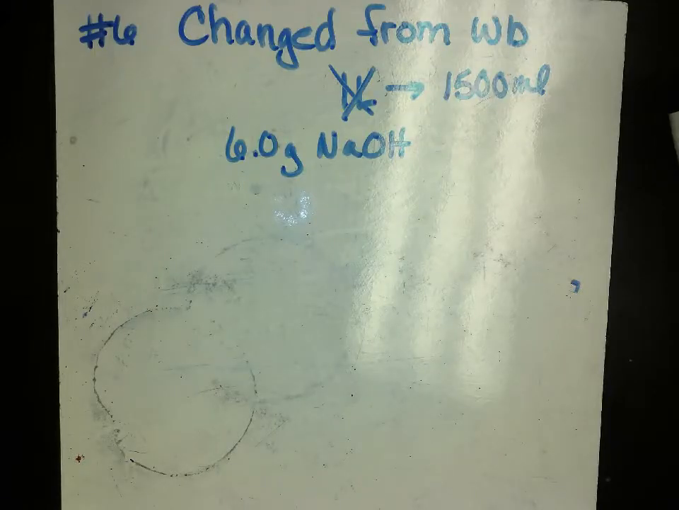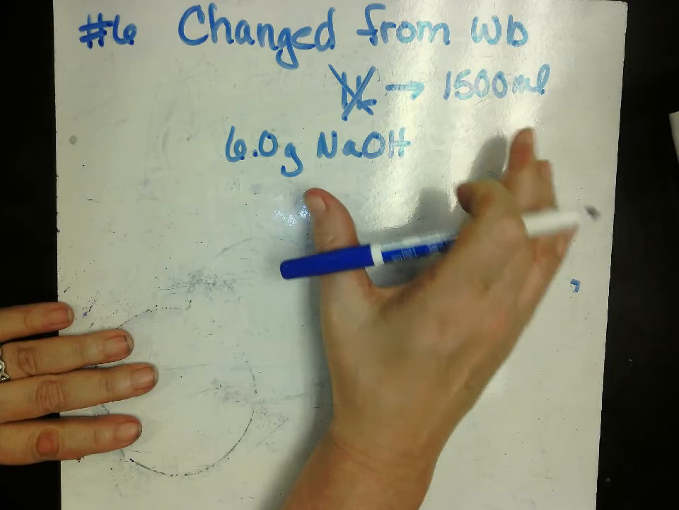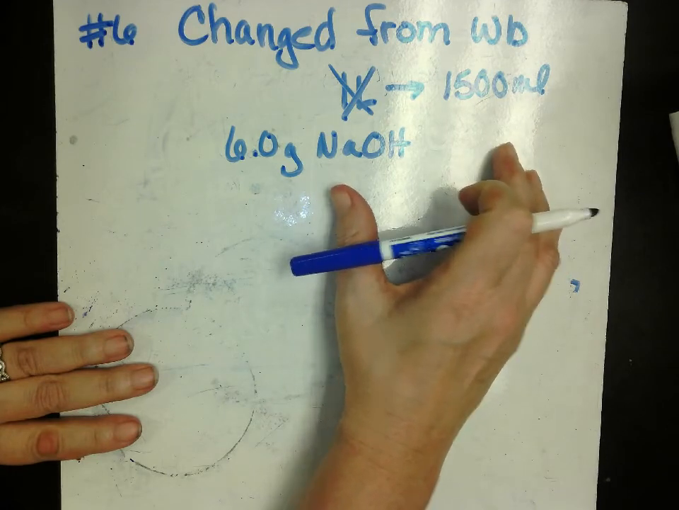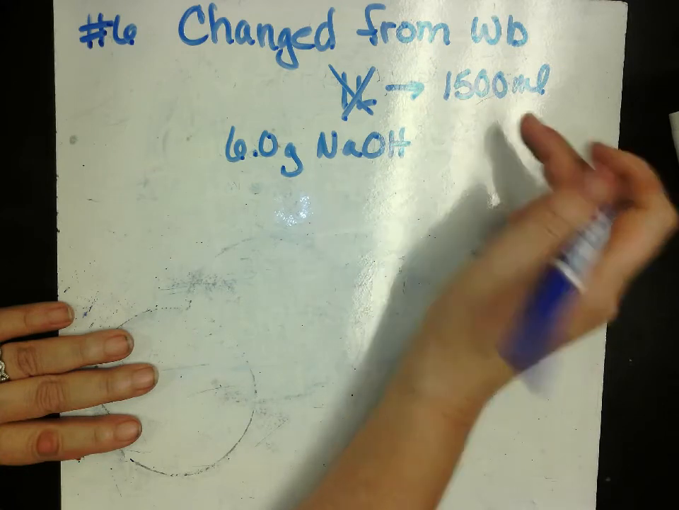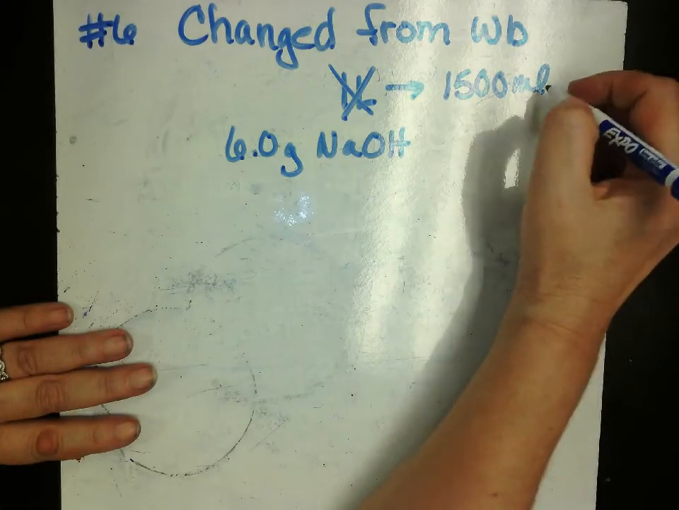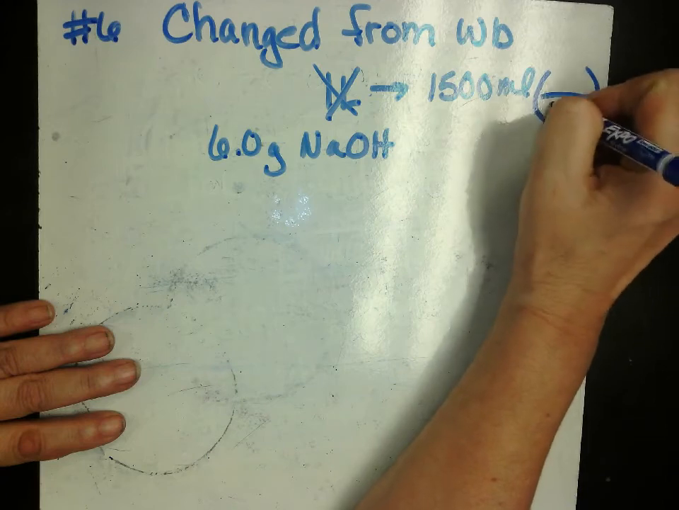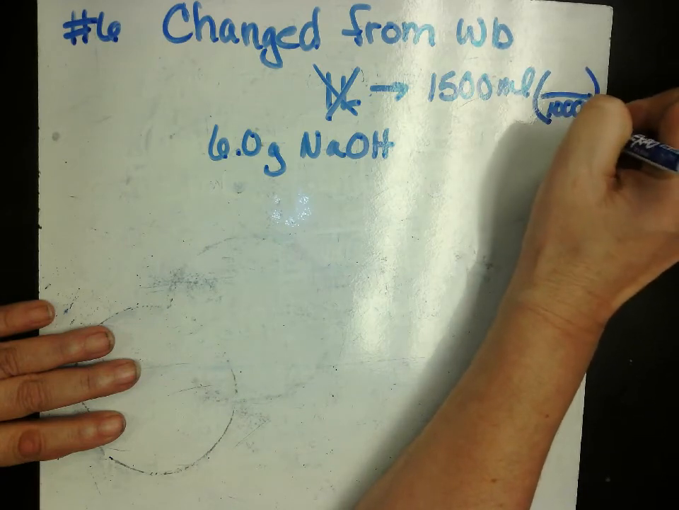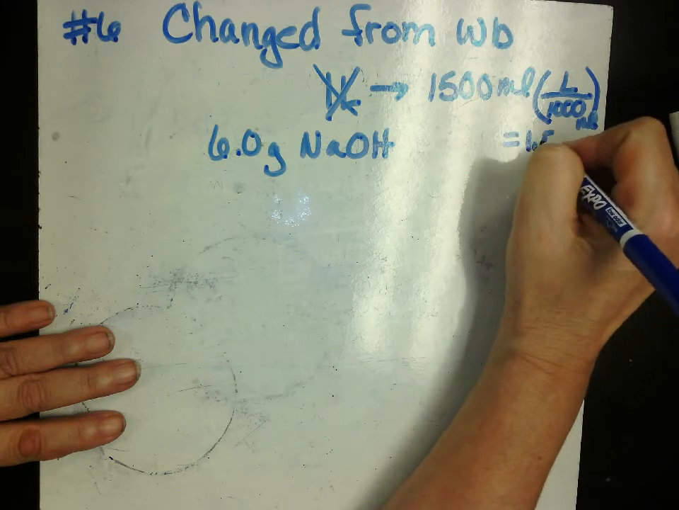So number 6 was a little different because they didn't give you the concentration. You need to find the concentration. The first thing to know for number 6 is that I changed this from the workbook from 1 liter to 1,500 milliliters only because I knew I was going to do this as an example, and I wanted to show you that 1,500 milliliters you need to convert to liters. There are 1,000 milliliters for 1 liter, which makes it equal 1.5 liters.